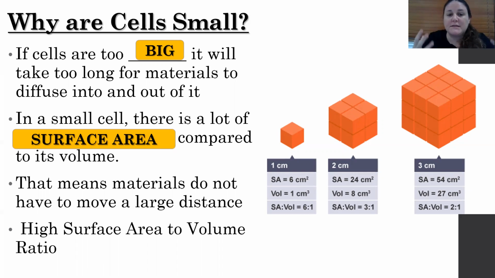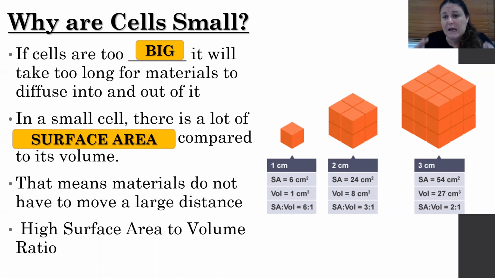In a small cell, there is a lot of surface area compared to its volume. And that basically means that materials really don't have to move a large distance to get to where they're going and to get to where they're needed. And so when we look at cells, we want there to be a high surface area to volume ratio.